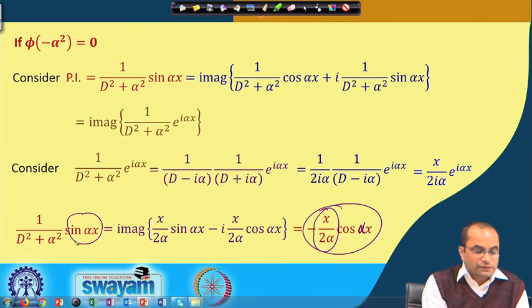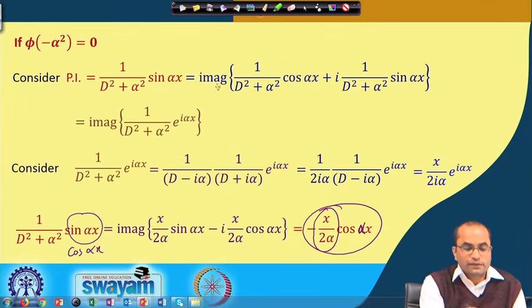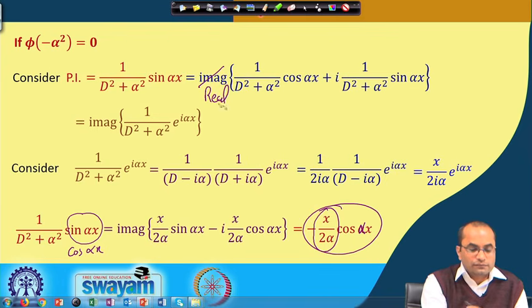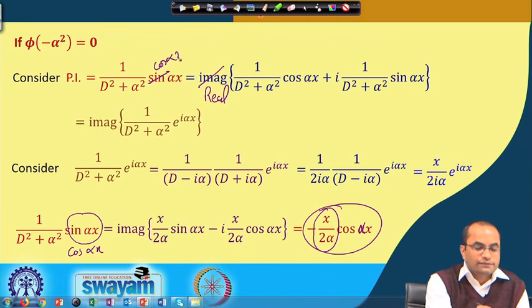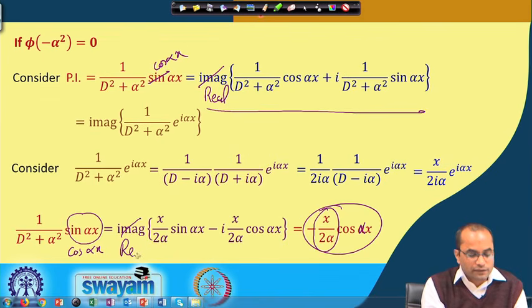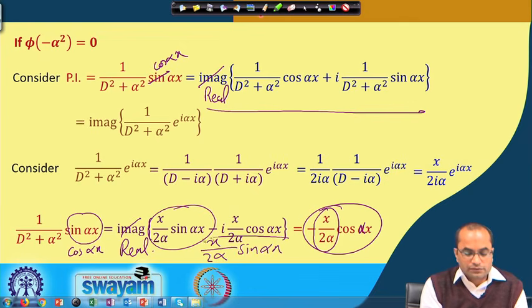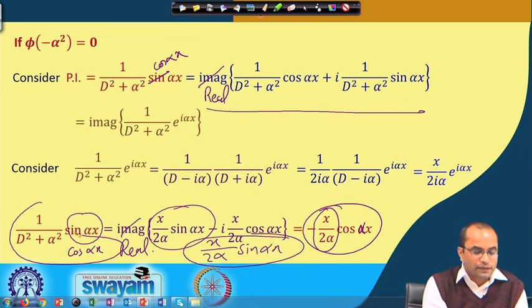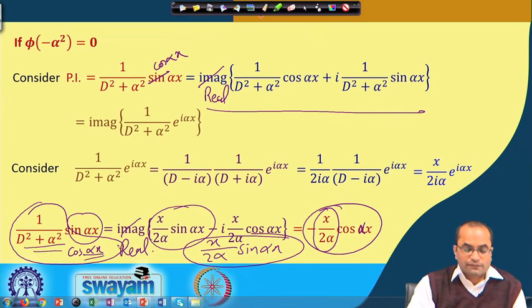Because when we take cos alpha x, this will be the real part. So, if we put cos alpha x here, then we want the real part of this, and the real part will be x over 2 alpha with sin alpha x. So, that will be the result when we apply 1 over d square plus alpha square on cos alpha x: the value will be x over 2 alpha and sin alpha x.